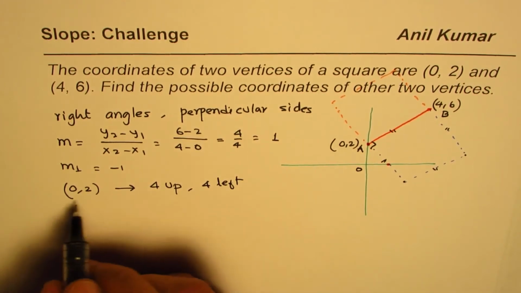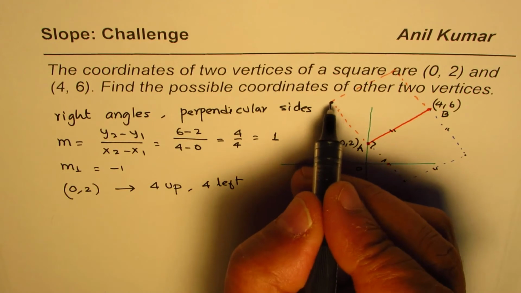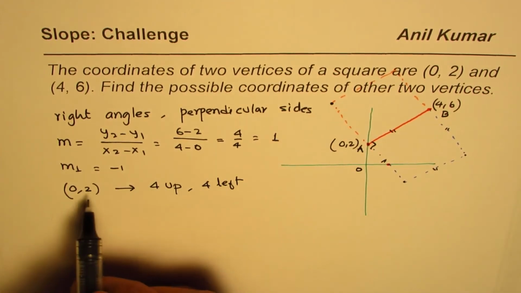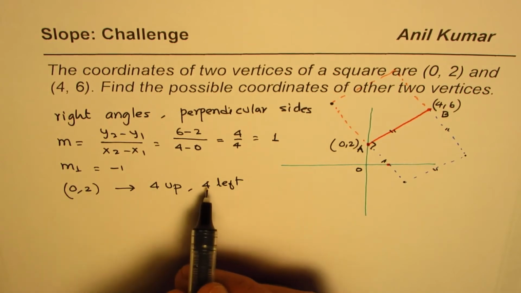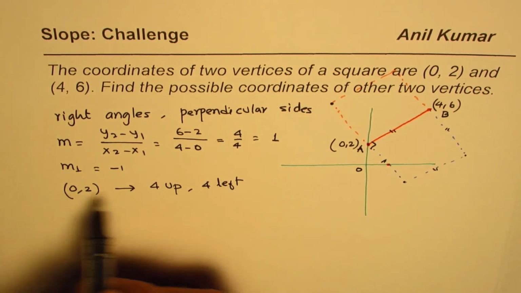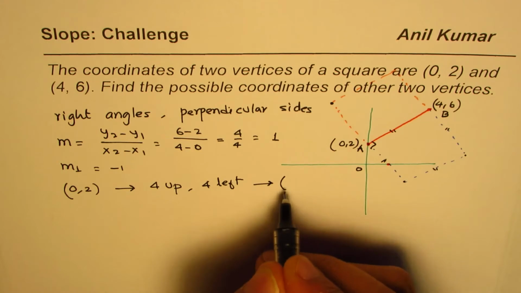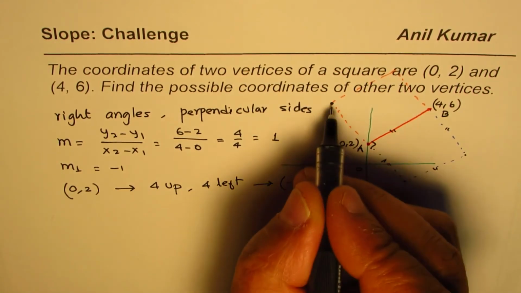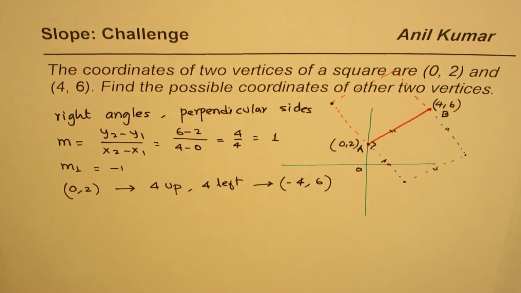So if we do that, where will we reach? We'll reach one of the points of the square. 4 up means the y value increases by 4. 4 left means the x value decreases by 4. So that will give us minus 4, and 4 plus 2 is 6 as this coordinate. Do you see that point?